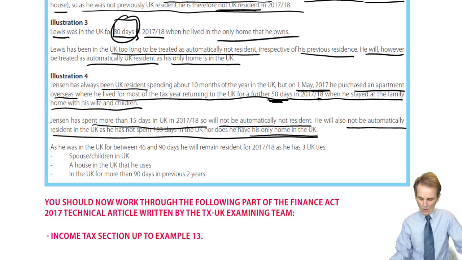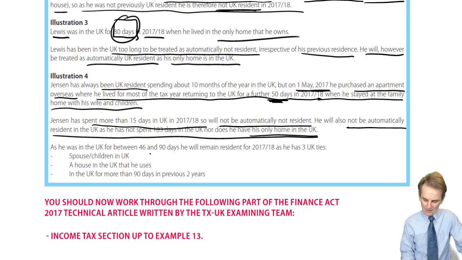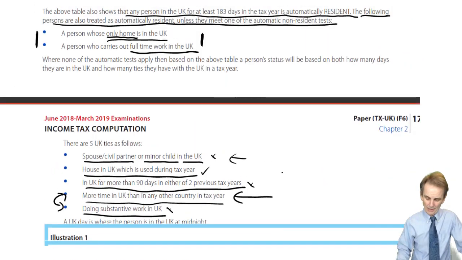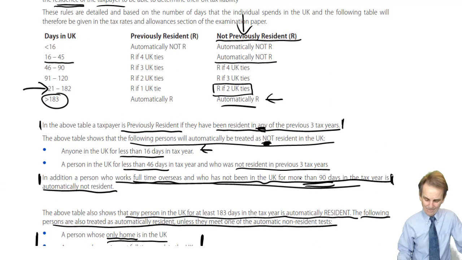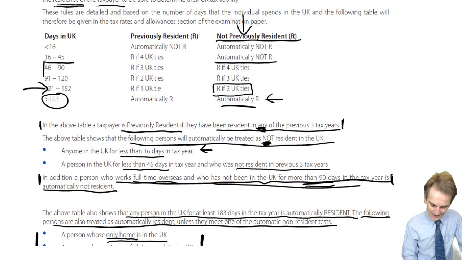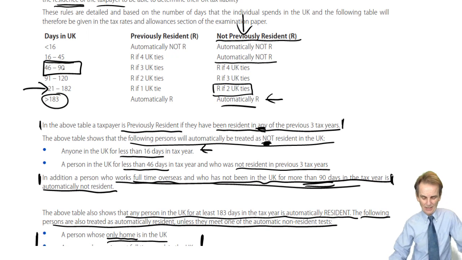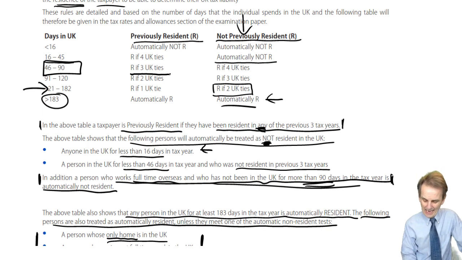So what category does that put him in? Between 46 and 90 days. Let's go back and remind you of that table. There we go. That is the category he is in. He's been in the UK for 46 days or more. He hasn't been in the UK for 91 days. It is that criteria. He was previously resident, so he'll be resident if he has 3 UK ties.